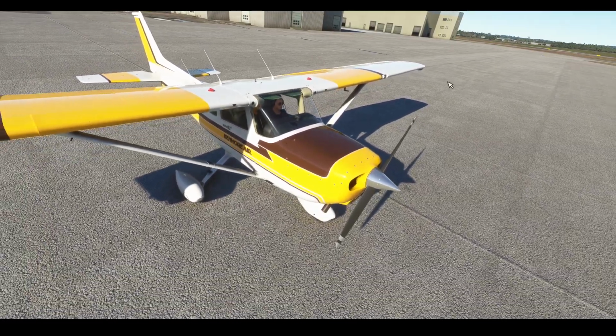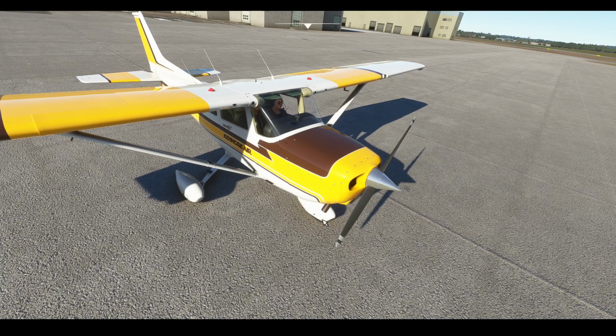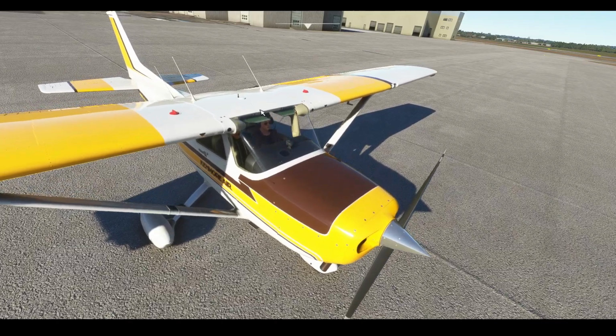Of course, at the front, there's a big spinning prop tied to an engine. That's what makes the aircraft go. So we're just going to keep moving ahead here.